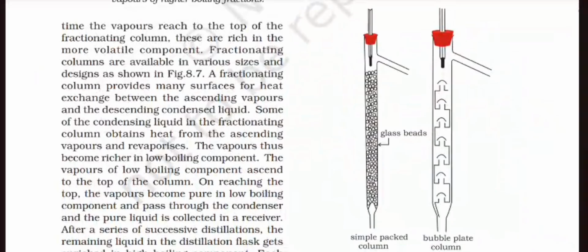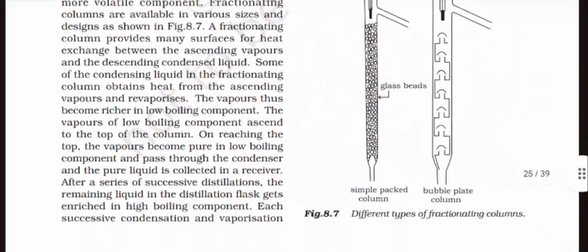Fractionating columns are available in various sizes and designs. A fractionating column provides many surfaces for heat exchange between the ascending vapor and the descending condensed liquid. Some of the condensed liquid in the fractionating column obtains heat from the ascending vapor and revaporizes, and the vapor thus becomes richer in the low boiling component. The vapor of the low boiling component ascends to the top of the column.